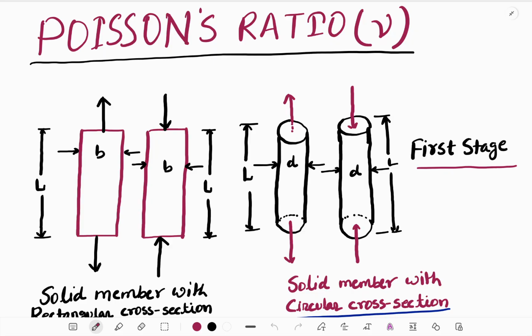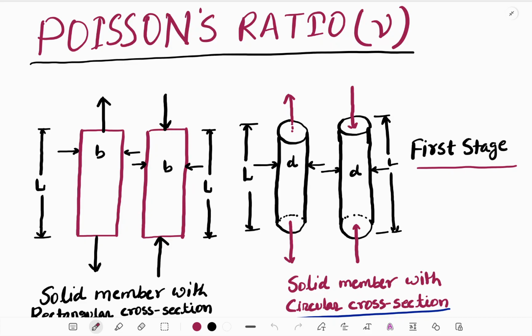In this tutorial, we are going to deal with Poisson's ratio, the symbol is nu. Here we have taken two different types of member. One is a rectangular member, second is a circular member. These are solid members, and we'll see how Poisson's ratio is dealt with here. At first, it is shown that there are rectangular members having length and width, and circular members having length and diameter. So this is shown here.